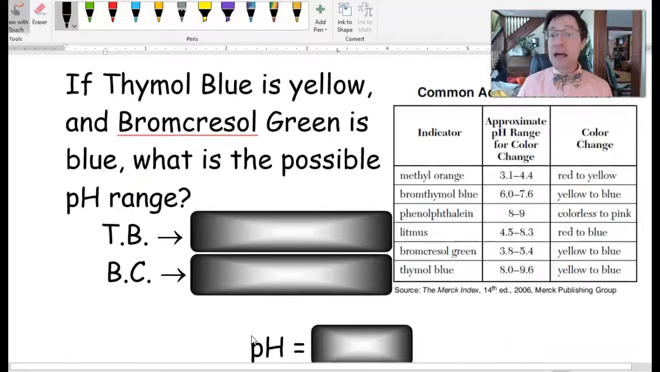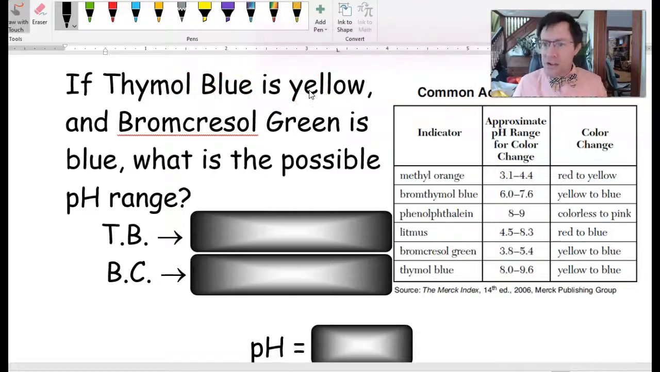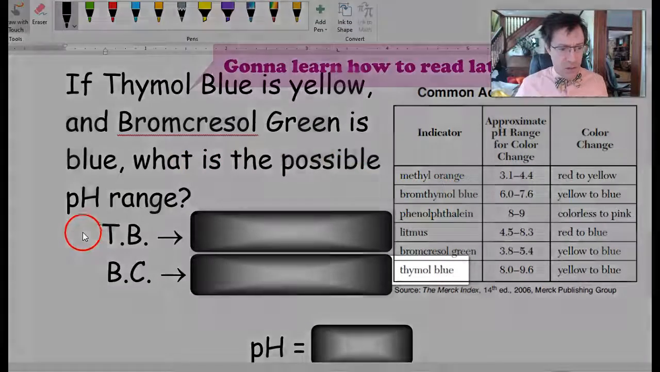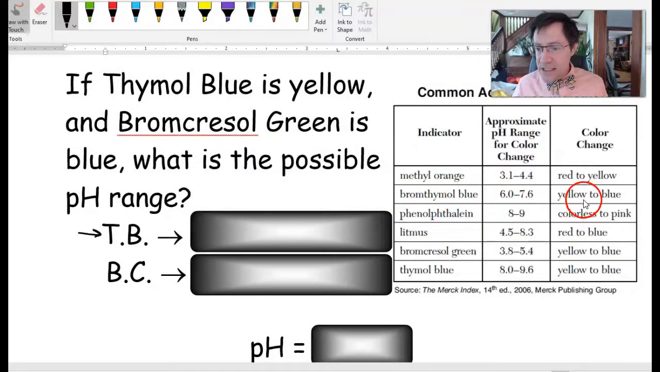Table M. All right, here's an example of how it works. So let's do this one, thymol blue. If it is yellow, do you see how yellow is on the left-hand side here? That means the pH has to be below 6. Does that make sense? Let's see if we can do this.